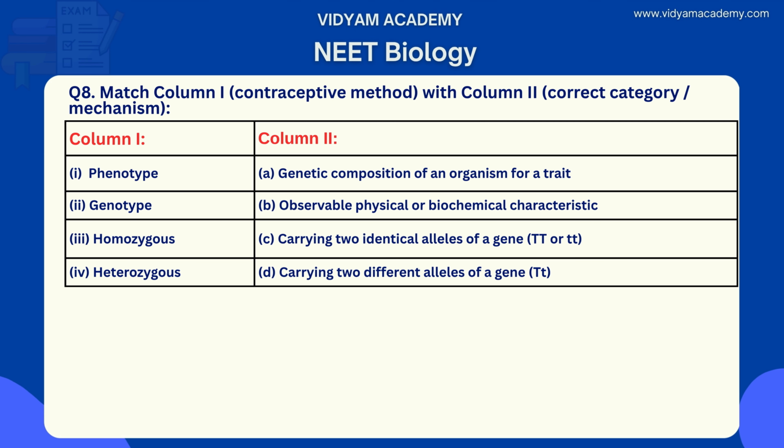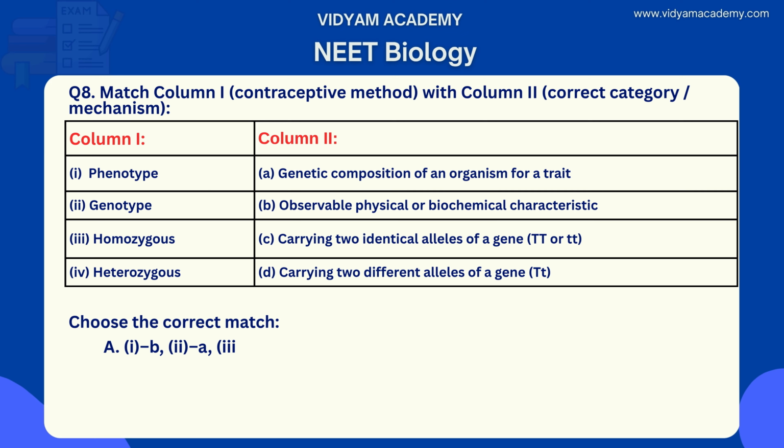Second one, genotype. Third one, homozygous. Option 4, heterozygous. Genetic composition of an organism for a trait is A. B. Observable physical or biochemical characteristic is B. C. Carrying two identical alleles of gene, TT or tt. Option D. Carrying two different alleles of gene, only Tt.